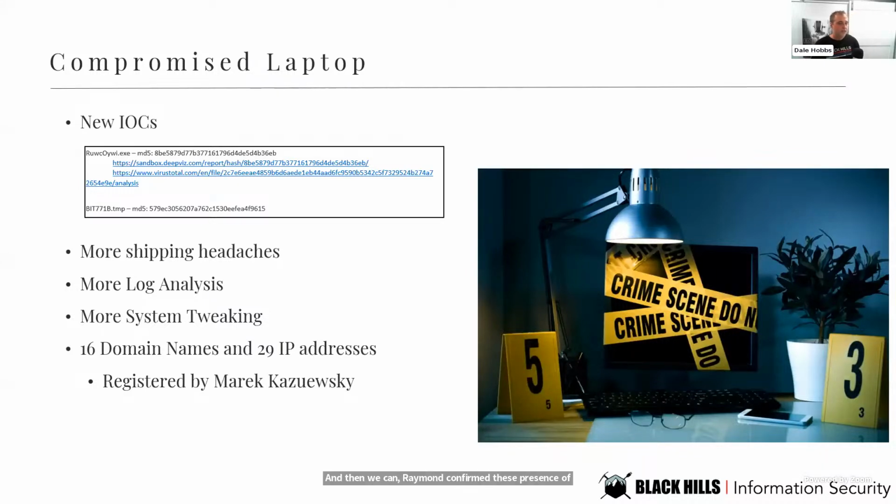So Rendition InfoSec's investigation revealed an additional 29 suspected IP addresses and 16 domain names, all registered by the same person, some fellow named Marek Kazuski from Poland. No idea if this was a real person or a fictitious name or not.